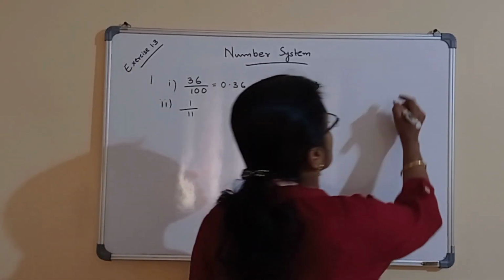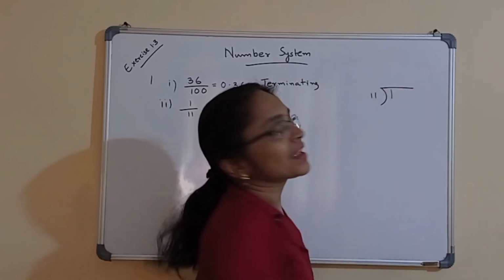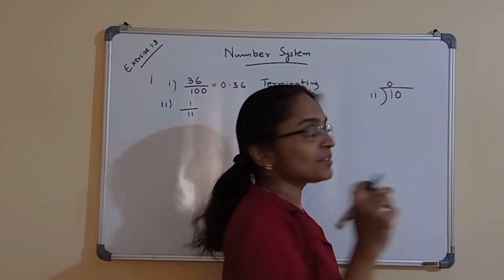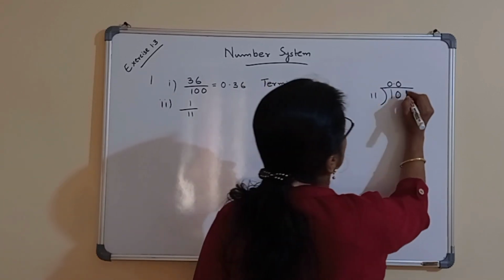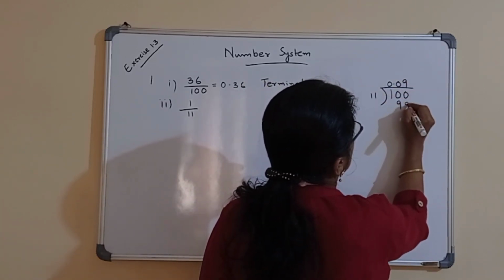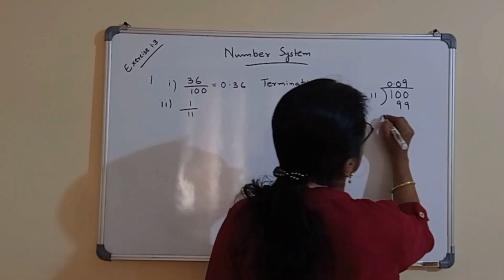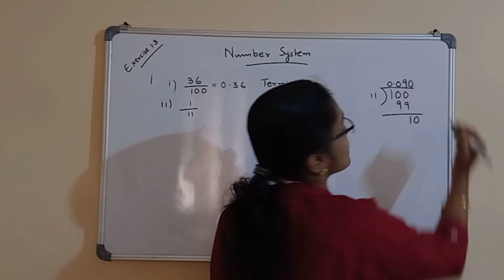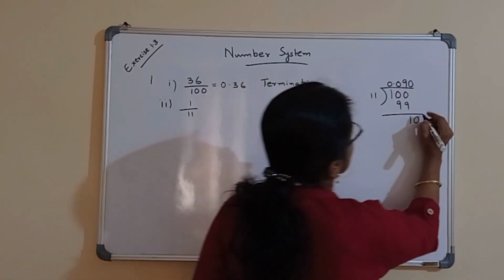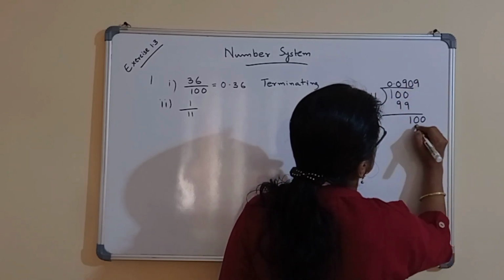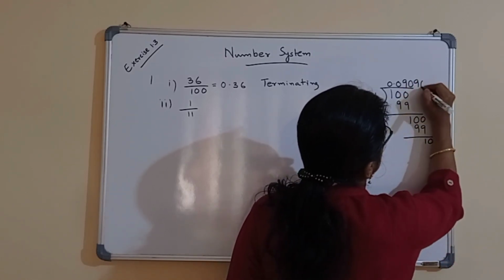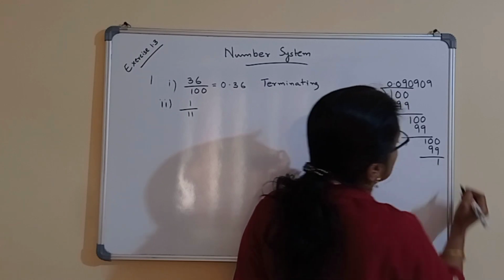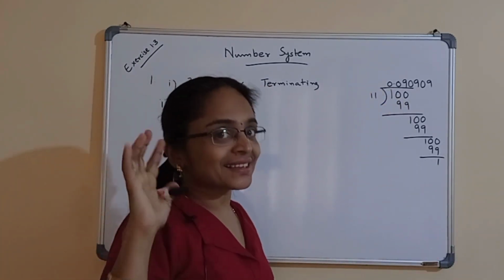We can do long division to find this. 1 divided by 11, and we'll get 0, then 10. In 10, 11 will go 0 times. Then in 100, 11 will go 9 times, so we'll get 99. 9 into 11 is 99. Then 1 remainder. Now if you put 0, in 10 you will get 0. Then in 100, 11 will go 9 times, 99, then 10 again, and in 100 it will go 9 times, 99, 1 remainder, etc.